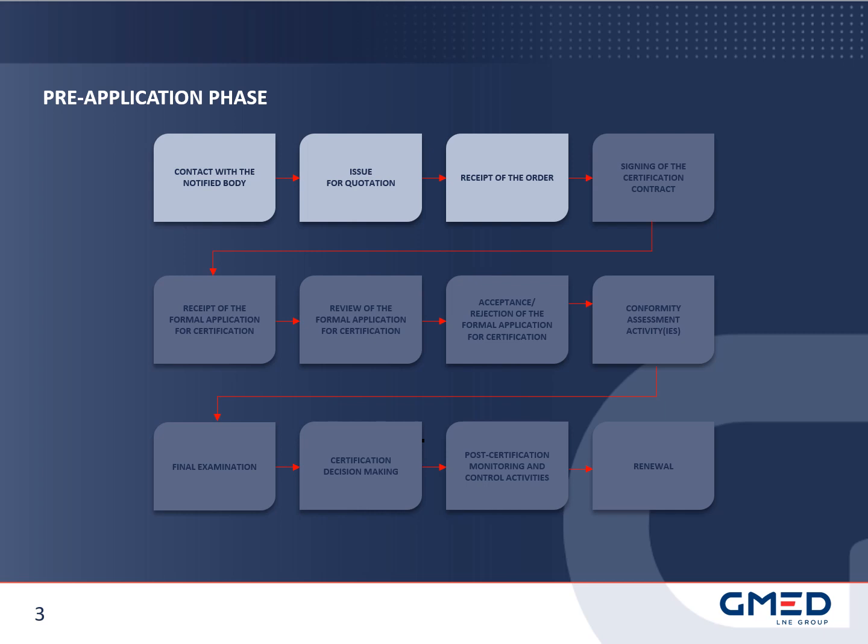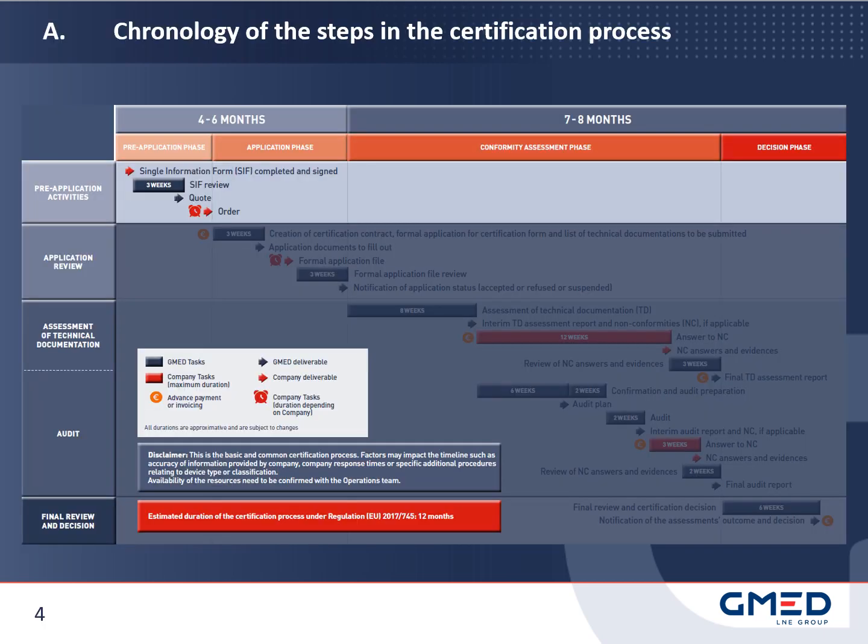In this module, we will review the first phase of the certification process, which is called the pre-application phase and covers the steps related to the manufacturer's contact with the notified body, the issuance of quotations, and the receipt of the order. The pre-application phase begins as soon as GMED receives the Single Information Form, more commonly known as SIF, completed and signed by the manufacturer.